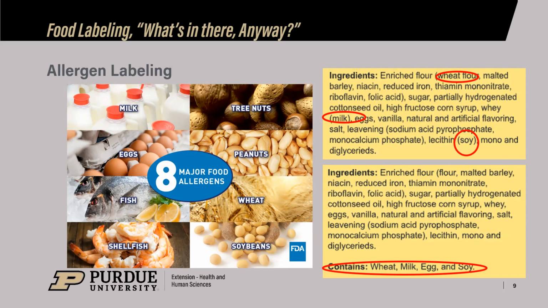So allergens can be identified in 2 different ways in the label. It can be either contained within the ingredient statement, as you can see in the first yellow box in parentheses, or it can be in a contains statement below the ingredient list, as you can see in the second box. So they're usually one of the 2 ways in which allergens are presented in food labels.